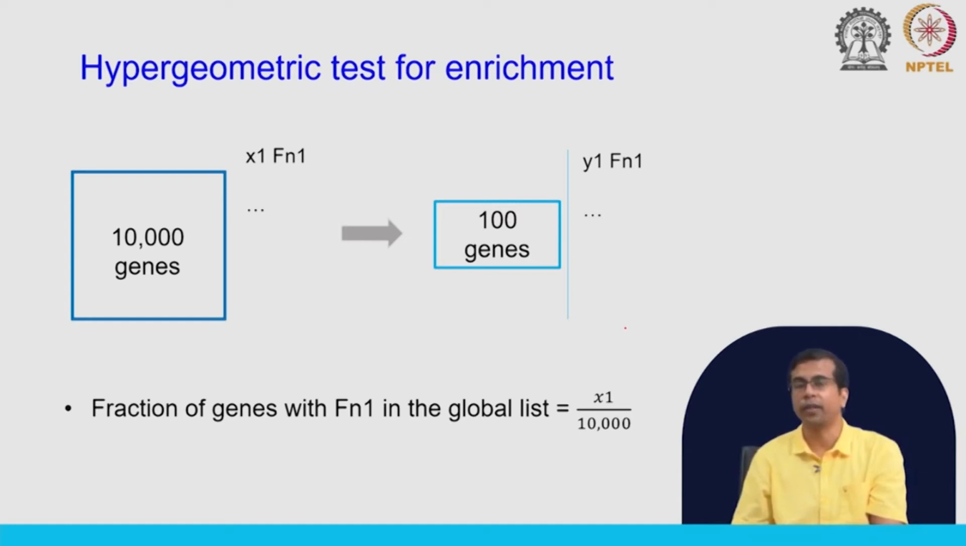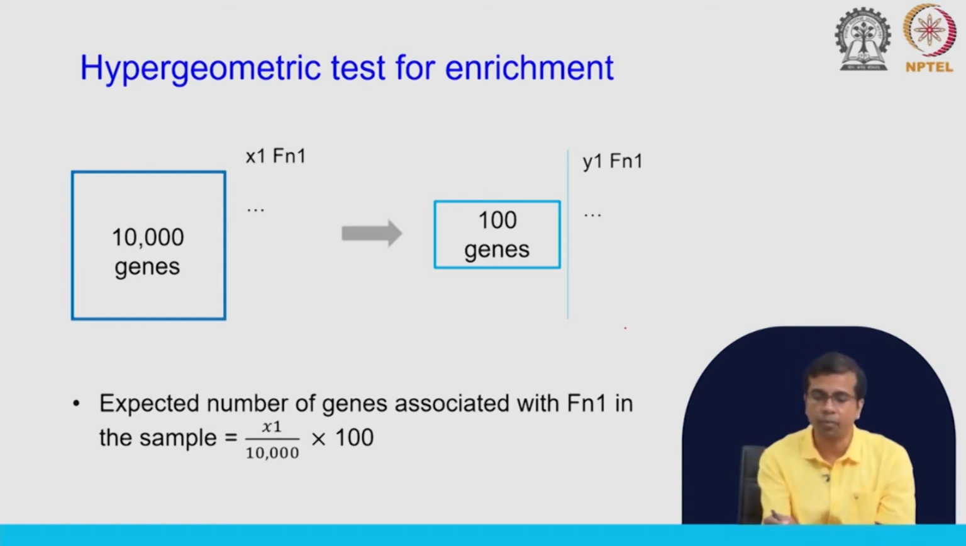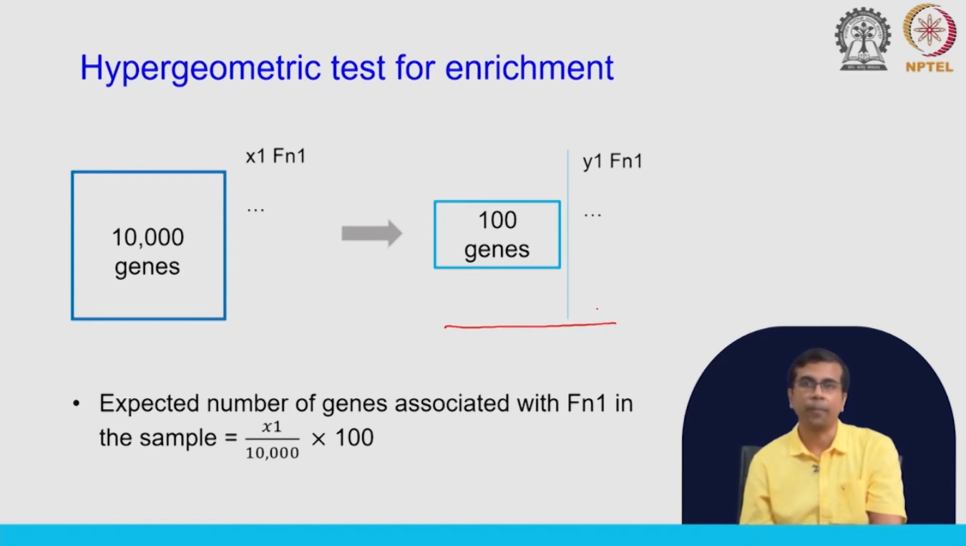Okay. So, what is the proportion of these genes that are in functional class 1 in the global list? This is x1 out of 10,000. Now, given this proportion, if you pick these 100 genes randomly from this global list, how many genes would you expect in the sample to belong to functional class 1? So, the expected number, if it is a random sample, would be x1 divided by 10,000 into 100. This many genes we would expect in this sample to belong to functional class 1.